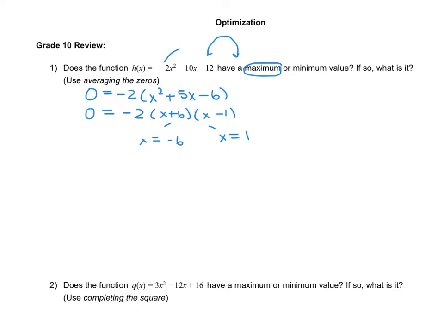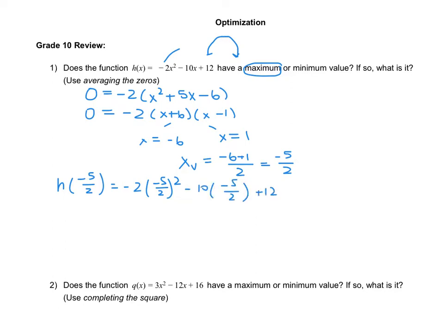So now that I know my zeros, I can average them to find the halfway point, which would be my axis of symmetry, or the x-coordinate of my vertex. So negative 6 plus 1 divided by 2 is negative 5 over 2, and we are going to keep it as a fraction, and we will just deal with it. So now to get the entire vertex, or the optimal value, I'm going to put this x value into my function. So negative 2 and then negative 5 over 2 squared minus 10 times negative 5 over 2 plus 12.